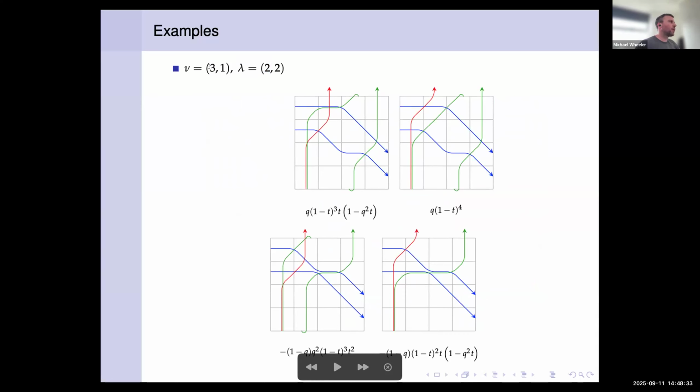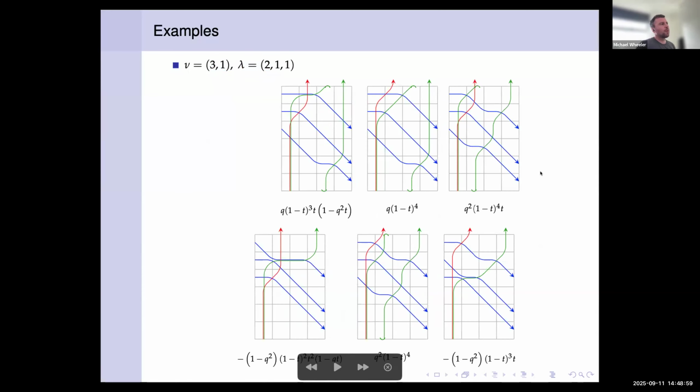This is an example, again, of weight 4. And this one is a little more complicated because the partition nu here actually has 2 parts instead of 1. What that corresponds to is 2 colored paths that enter through the 0th column here, and exit through, in this case, the 1st column and the 3rd column. So this is what you obtain. And one final example, this one with 6 terms.